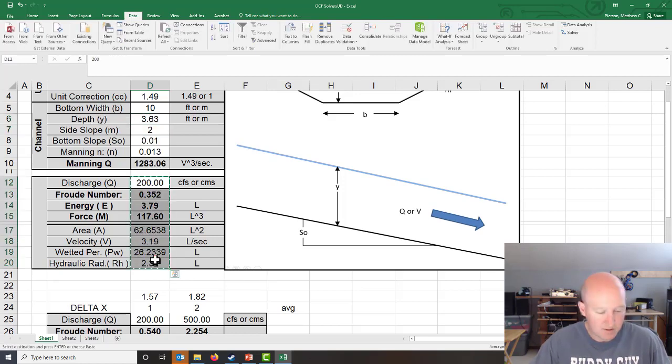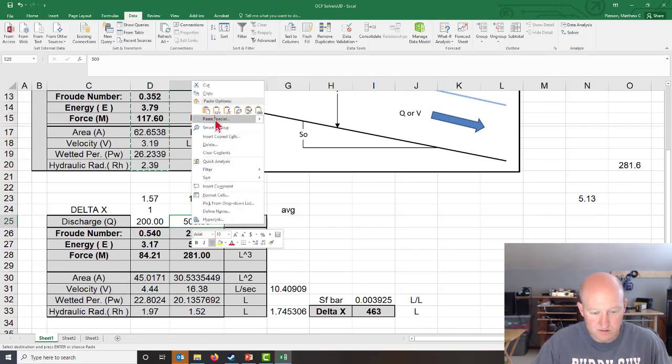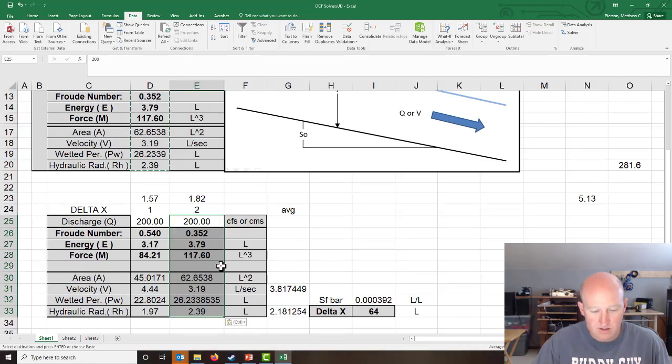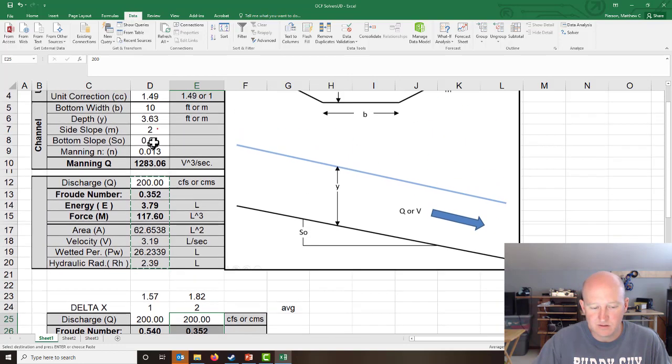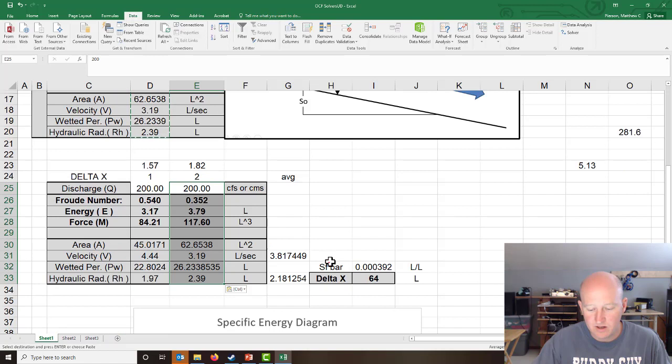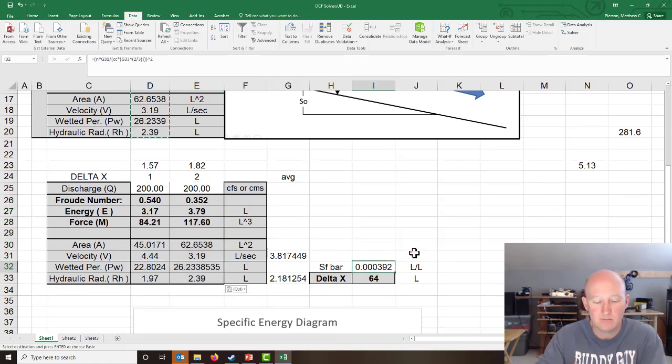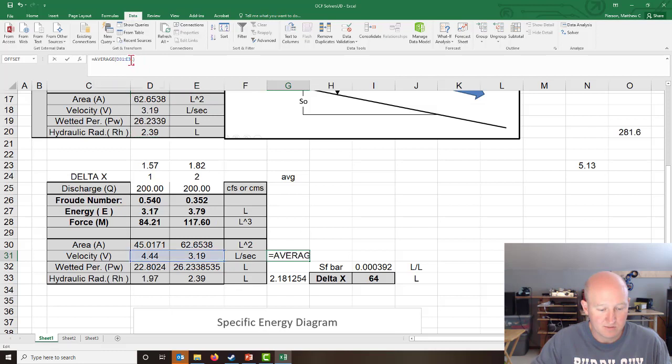So I'm going to copy that and paste it here. And so we got 64 feet this time. That's because I didn't goal seek to find this value. But it does the SF bar calculation for us automatically. You can see how it's set up. We've got our velocities here, and then we're going to average that out. You can see that we're averaging these two numbers, and same thing for hydraulic radius. So then we do our SF bar calculation.